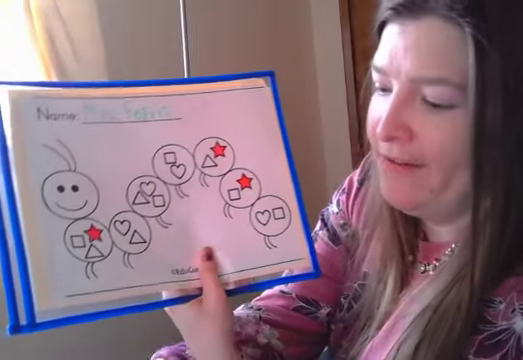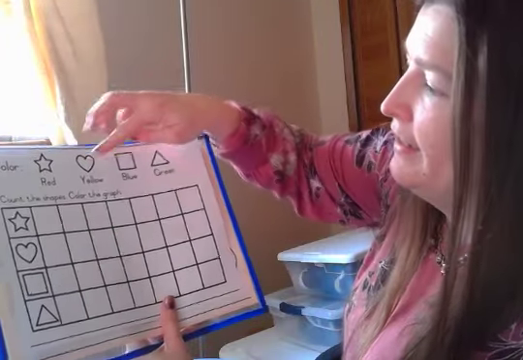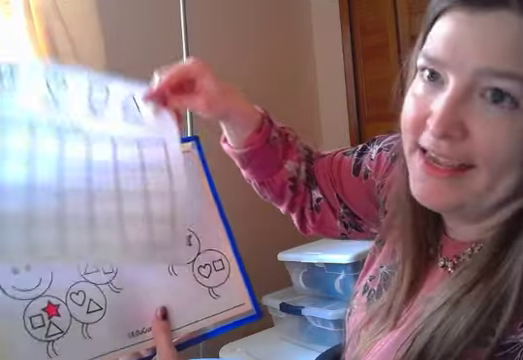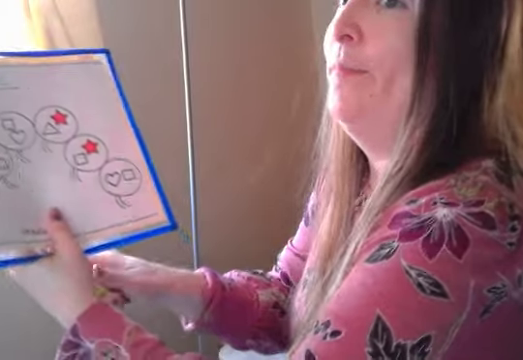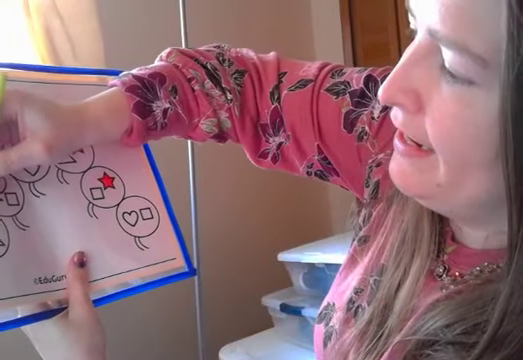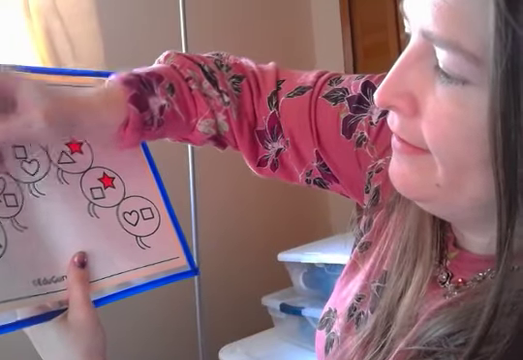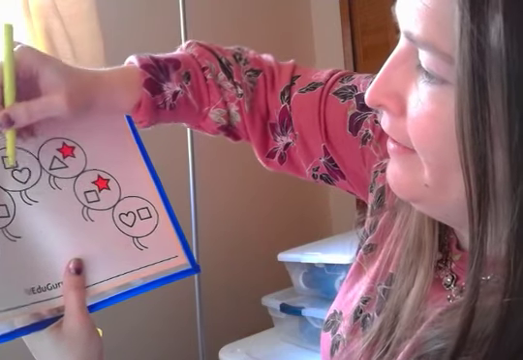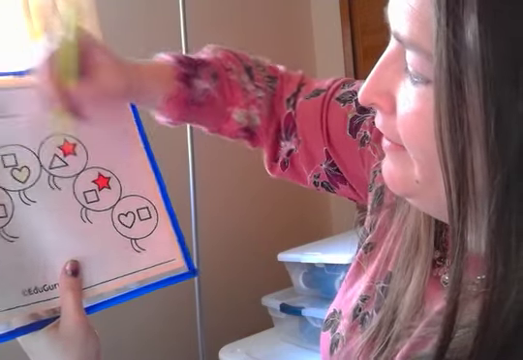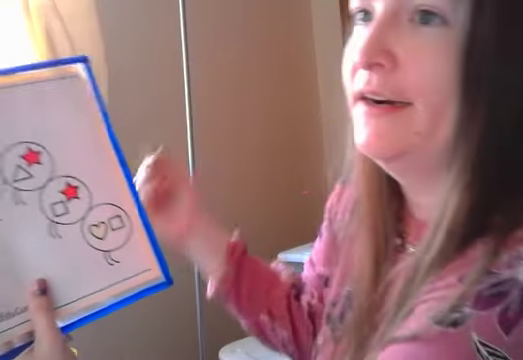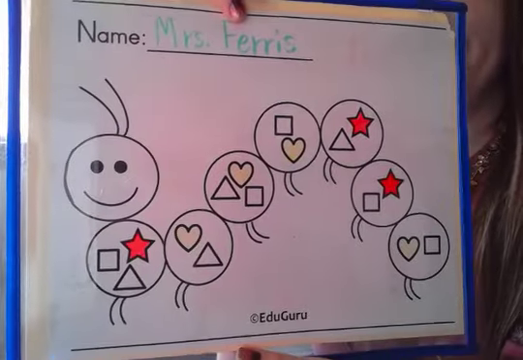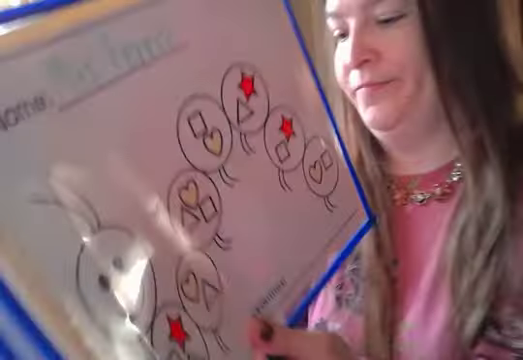Now let's look at our graph paper and see what comes next. Next it says to make the hearts yellow. So we're going to take a yellow marker and color our hearts. Okay, so there's a heart right here in this circle, and there's a heart right there, and here, and here. So I found 1, 2, 3, 4 hearts on the caterpillar. Those are all yellow hearts.